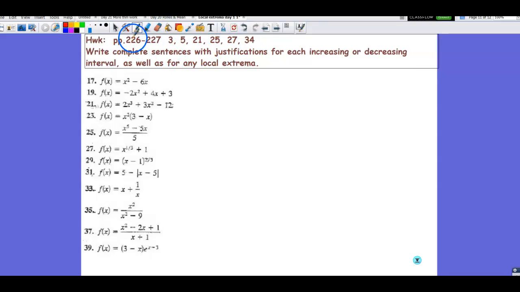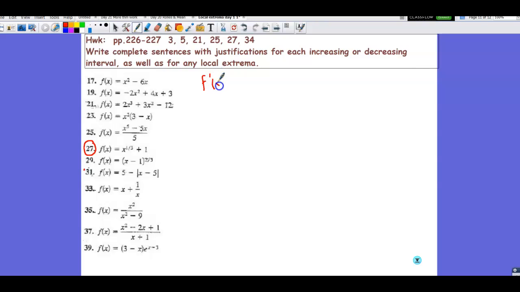27, f of x. So I'm going to go straight to the first derivative because, wait, not 31. We're doing, what number are we doing? 27. I don't know where 31 came from. All right, so this one's already ready. It's ready for me to take the derivative.